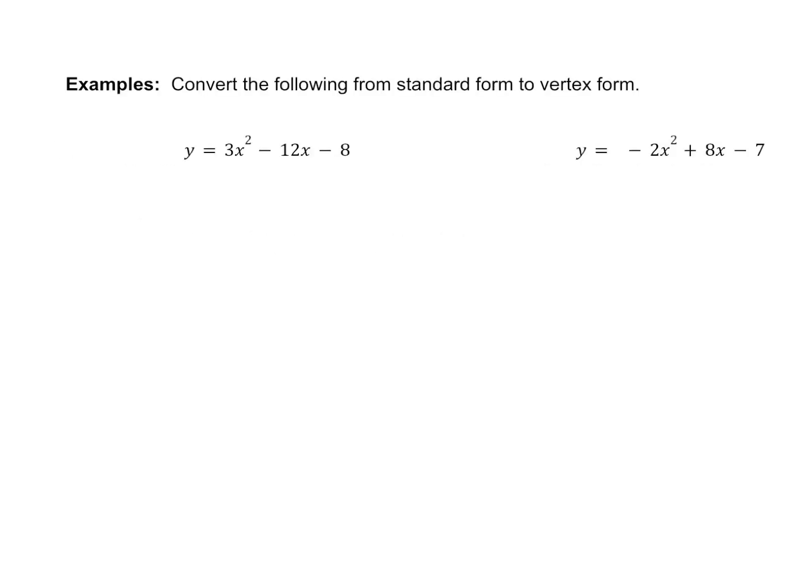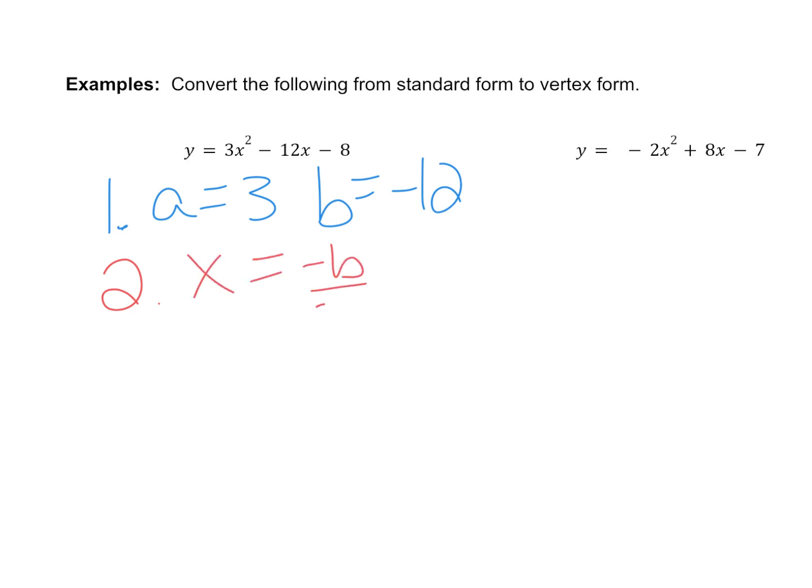Now let's take a moment to look at a couple of examples. My first example is y equals 3x squared minus 12x minus 8. Step 1 was to find my a and b value. In this case, a is equal to 3 and b is equal to negative 12. My second step was to find my axis of symmetry by using x equals negative b over 2a. So in this case, it'd be negative 12, which becomes a positive 12, over 2 times 3, or 6, which gives me a value of 2.